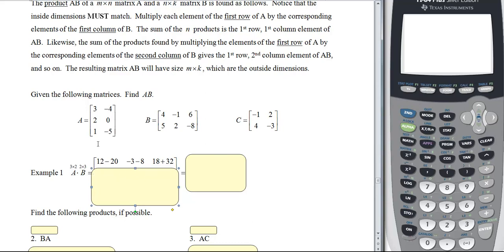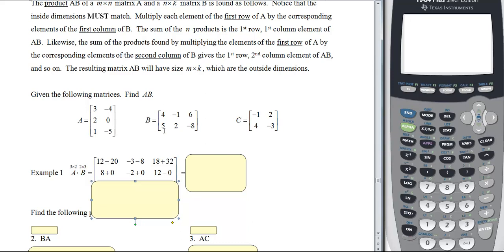So you try multiplying second row times first column, second column, and third column and fill out your matrix down here. Actually, it probably is already filled out. Just double check it. So 2 times 4 will give me 8. 0, zeros are great. 0 times 5 gives me a plus 0. 2 times negative 1 is negative 2. 0 times 2 is 0. 2 times 6 is 12. 0 times negative 8, negative 0, or positive 0. Whichever way you want to do it.